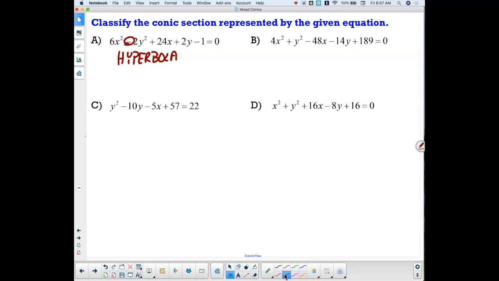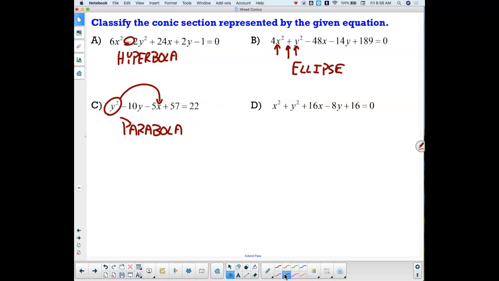Liz? C is a parabola because only one variable is squared, so this one, C, is a parabola. There's not a squared term on that one. Okay? Go ahead. B is an ellipse because they have different coefficients and they're being added. Yep. On this one, we've got two squared terms that are being added. That makes it an ellipse.